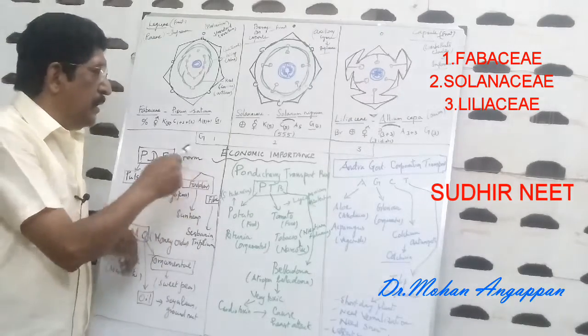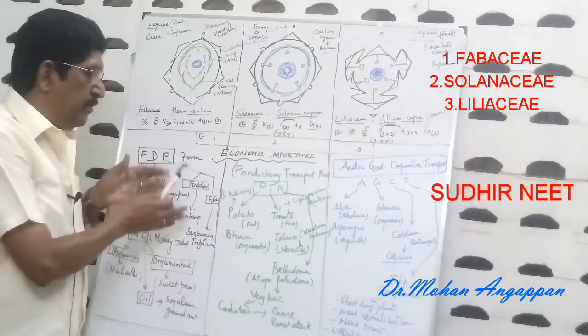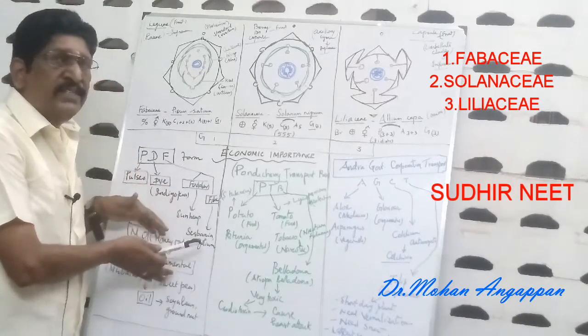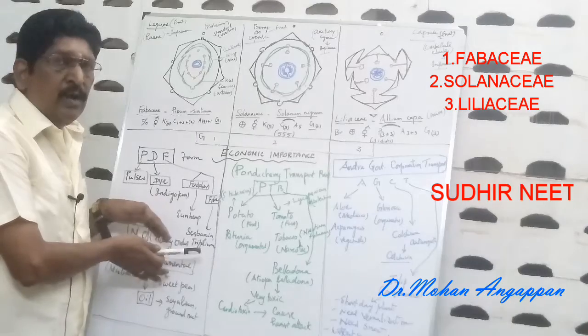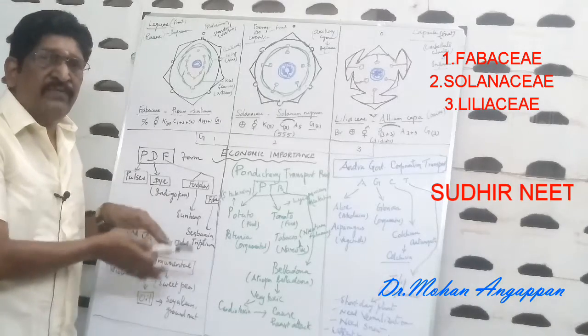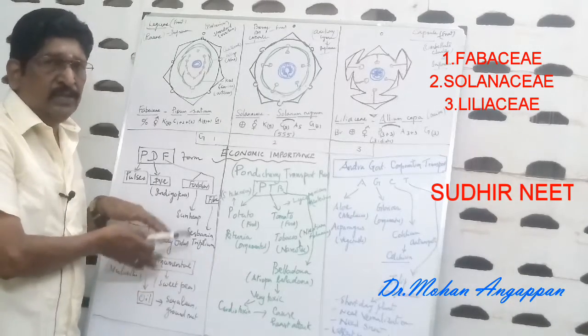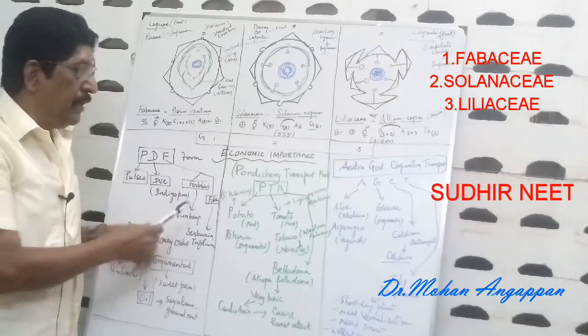Besides this, another economic importance is that the family is helpful in nitrogen fixation with their root nodules containing the bacteria, nitrogen fixing bacteria, rhizobium. This also you can remember.